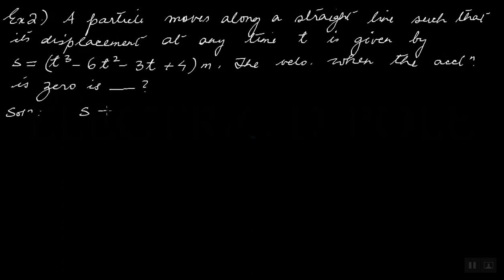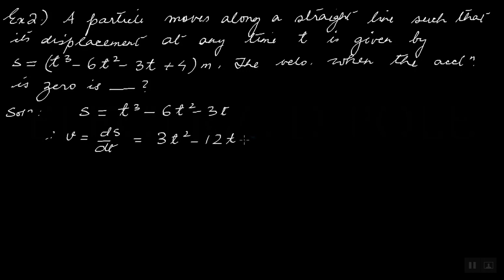So how do we do that? Let us write down the expression for the displacement first of all. So this will be t cube minus 6t square minus 3t. So velocity here is rate of change of displacement, so ds by dt. If you differentiate this, you will get 3t square minus 12t minus 3. So this is the expression for the velocity. And acceleration is dv dt. If you differentiate velocity, you'll get 6t minus 12.